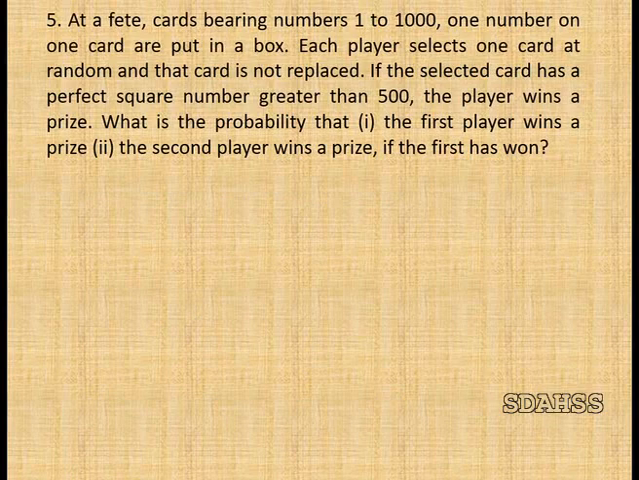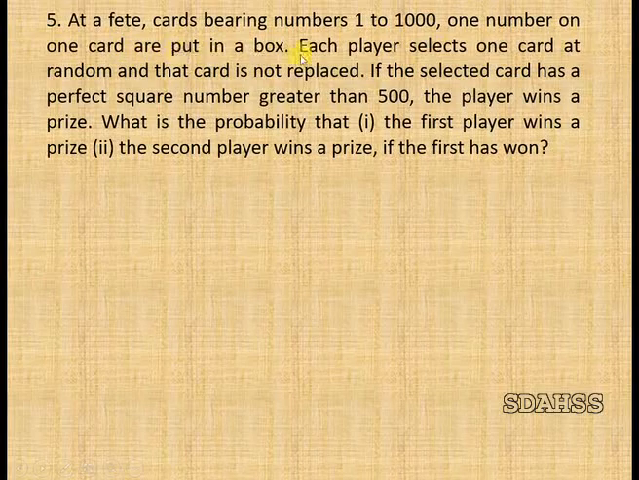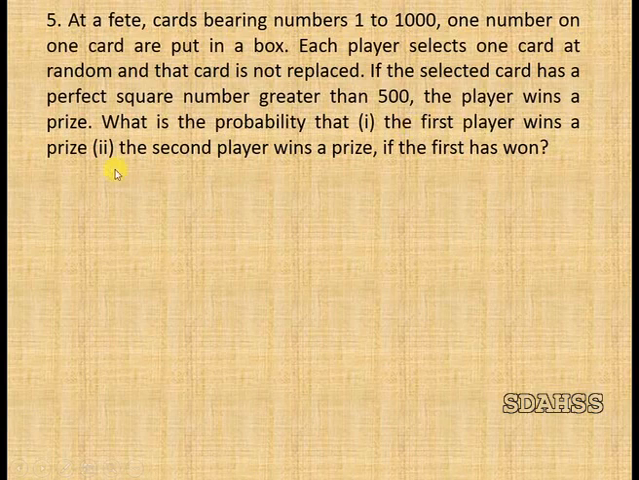Fifth sum. At a fete, cards bearing numbers 1 to 1000, one number on one card, are put in a box. Each player selects one card at random and that card is not replaced. If the selected card has a perfect square number greater than 500, the player wins a prize. What is the probability that the first player wins a prize? Subdivision 2: the second player wins a prize if the first has one.